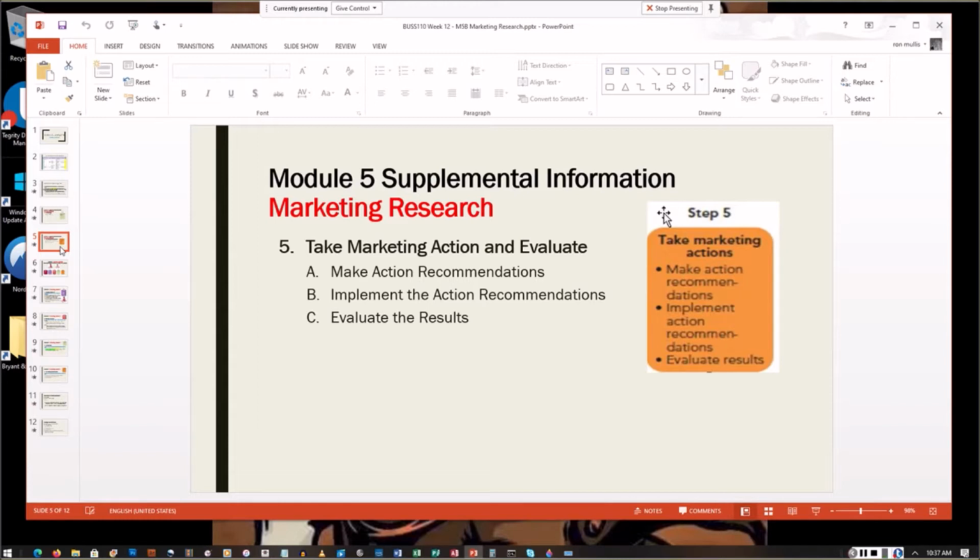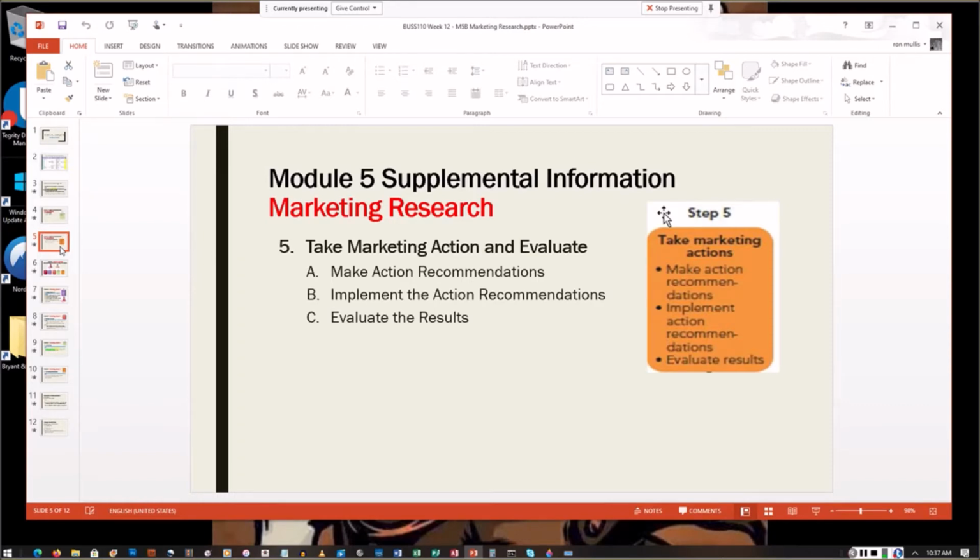They consider things such as: did the action work? Whatever they decided to do based on the research, was it beneficial? Did it accomplish the marketing objective? Or should the action be done again in the future?